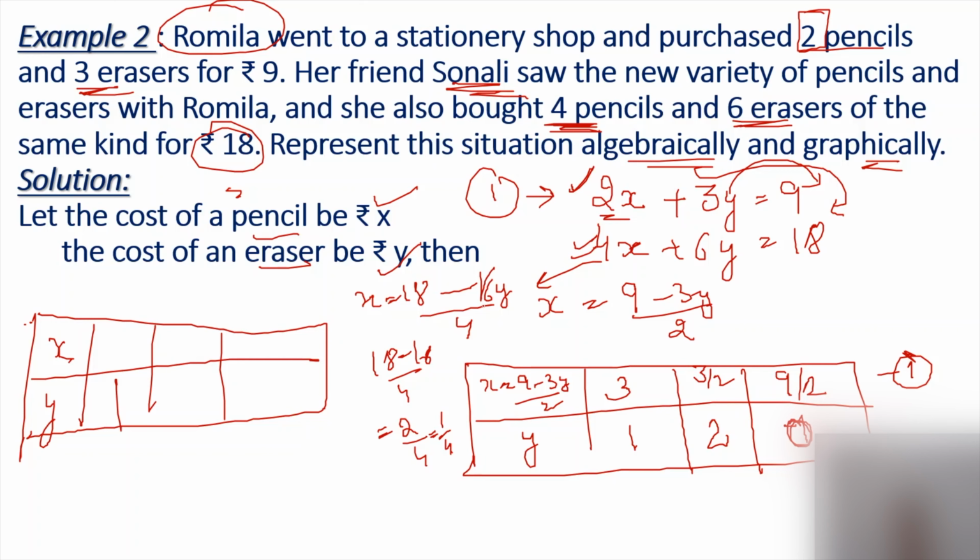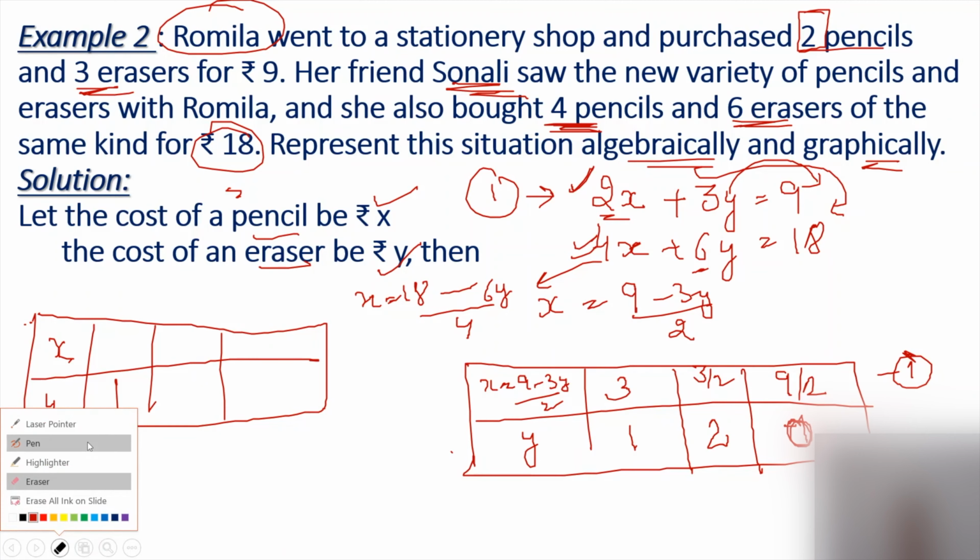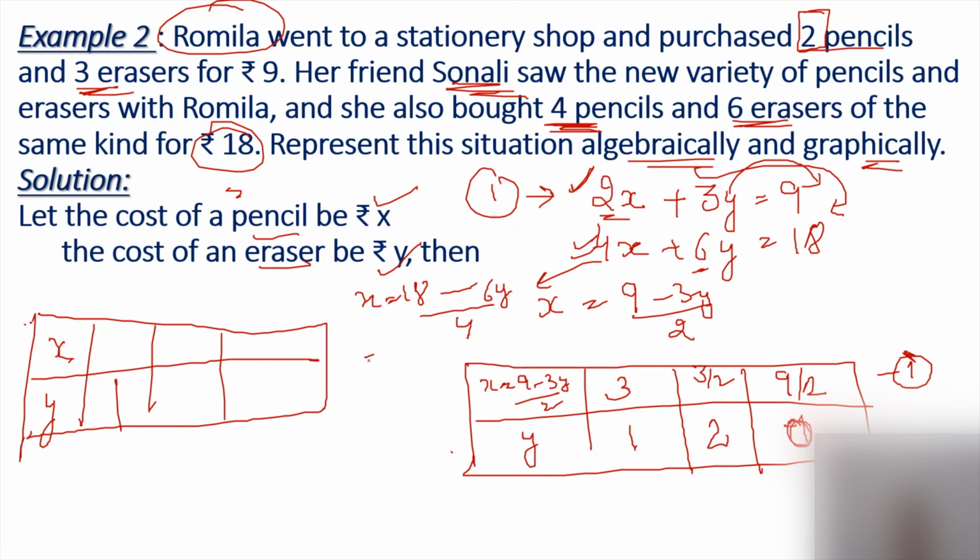It's not 6, it's 16. No, it's not 16, it's 6 only. So let's use the eraser here. By mistake I wrote 16 here. So if y is equal to 1, 18 minus 6 is equal to 12. 12 divided by 4 is equal to 3.